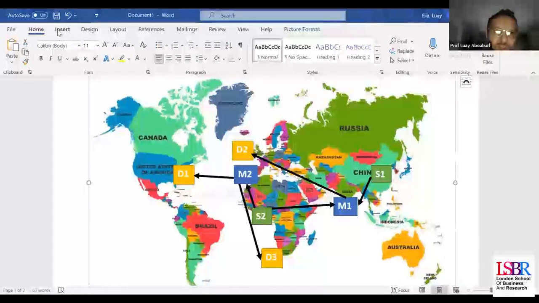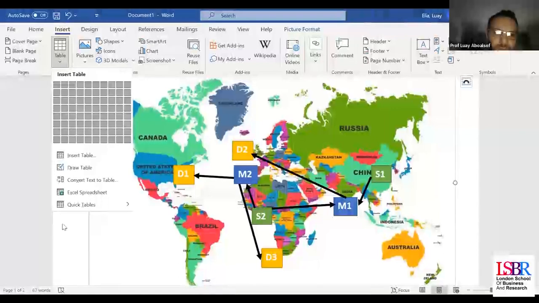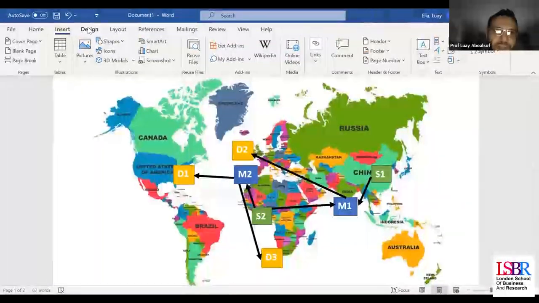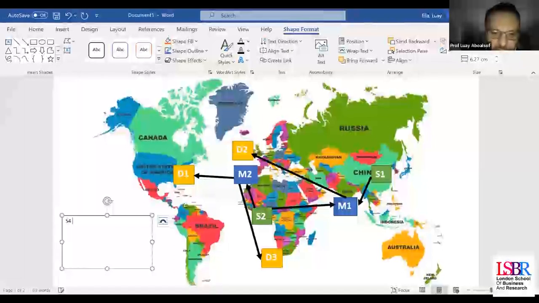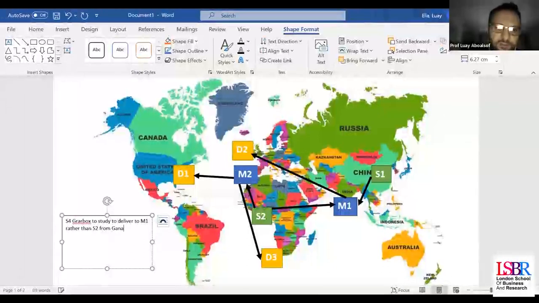So we put recommendations now. Lessons at the table. To put a recommendation, that's us as a consultant. First recommendation: first, move S4 gearbox to deliver to M1 rather than S2 from Ghana. So this is you as a consultant. You look at these things. Second point, let's see. All this for process, capacity improvement, efficiency and all that.